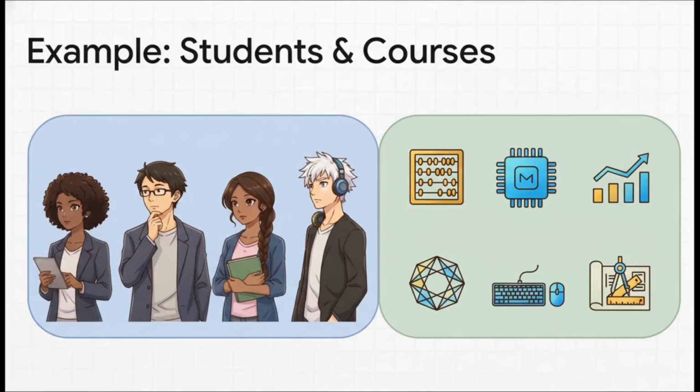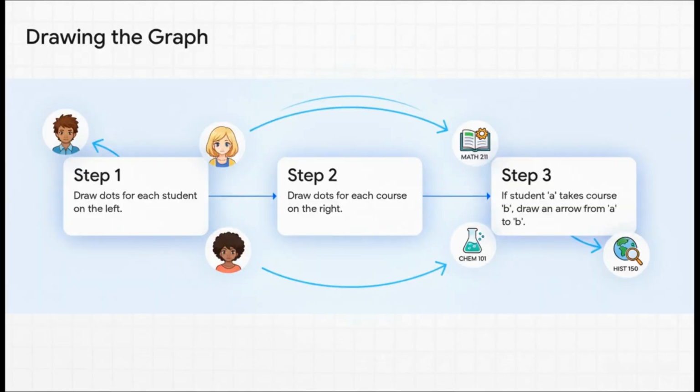So let's build one right now. Let's say our first set is a group of students, and our second set is a list of available courses. The rule that connects them, the relation, is simply "is enrolled in." And making this graph is incredibly simple. You just put a dot for every student on the left and a dot for every course on the right. Then, for every single student-course pair in your relation, you just draw an arrow pointing from the student to the course they're taking. That's literally all there is to it.